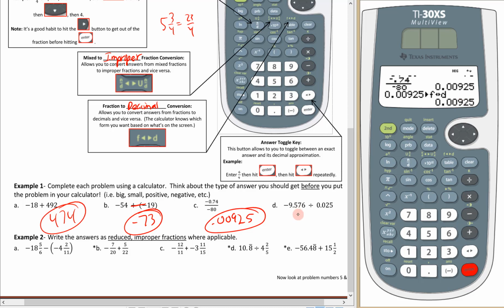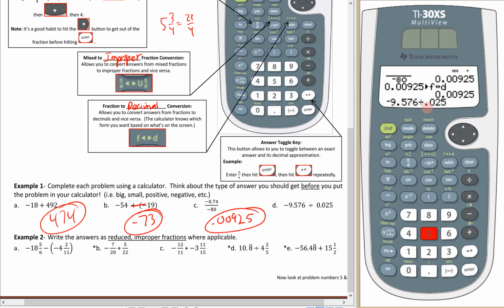So let's take a look at this one right here. The next one is negative 9.576, and we are going to divide that by 0.025. Now again, always double check and make sure that you've got the number typed in correctly. Looks like I've got it in there the right way. I've got a negative here. We're all set to go.